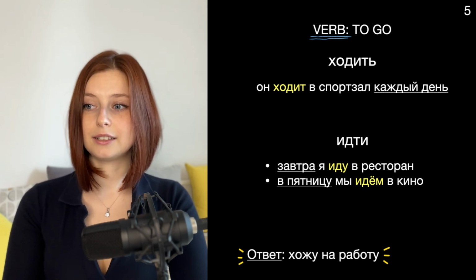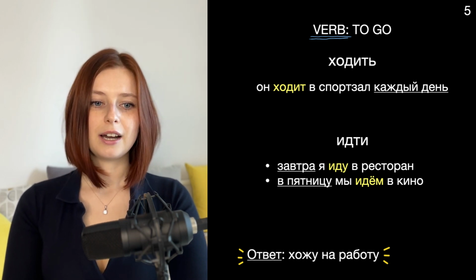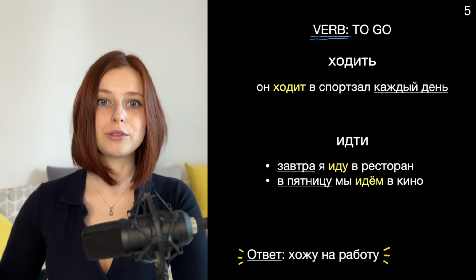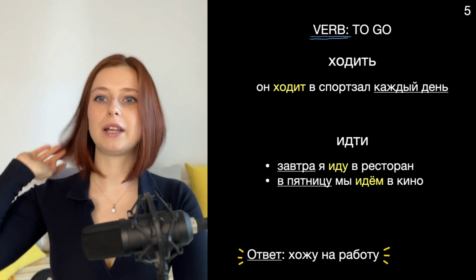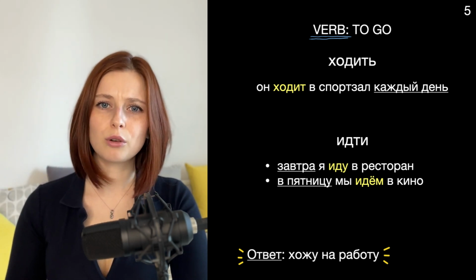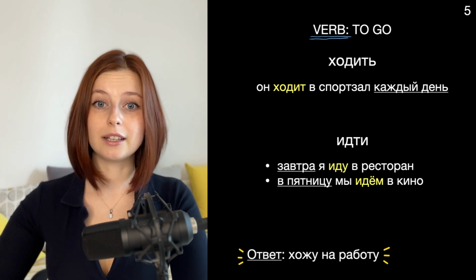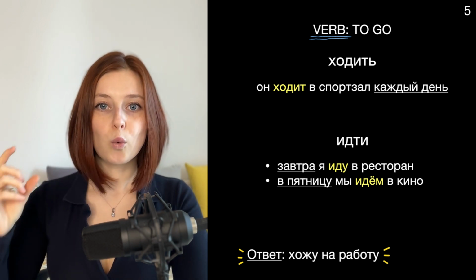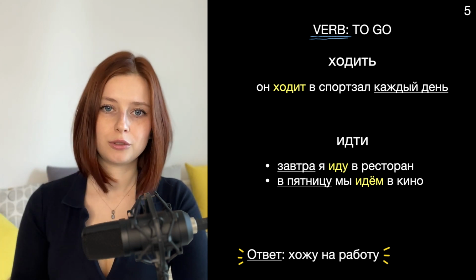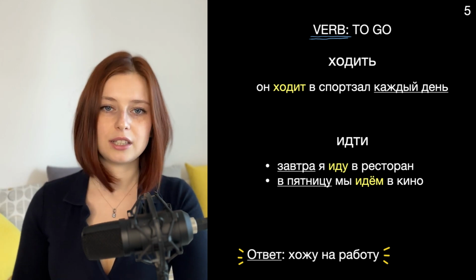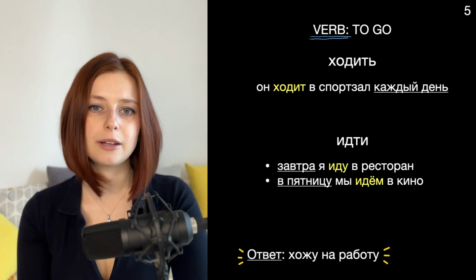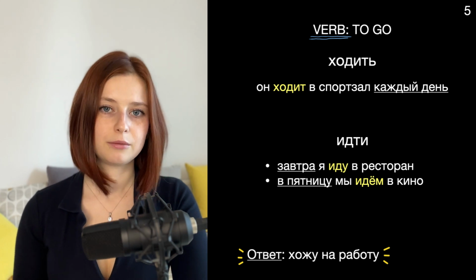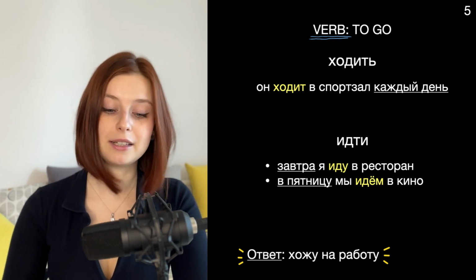Иду, on the other hand, is mostly used for either right now, я иду на работу, will mean I'm going to work now, or if it's like a plan for later, maybe tonight you go somewhere, or tomorrow morning, or maybe next Friday. The most important thing to keep in mind is that that will happen one specific time in future, right? Завтра я иду в ресторан. Tomorrow I'm going to restaurant, да? В пятницу мы идем в кино. On Friday we go to cinema. I hope that made sense.